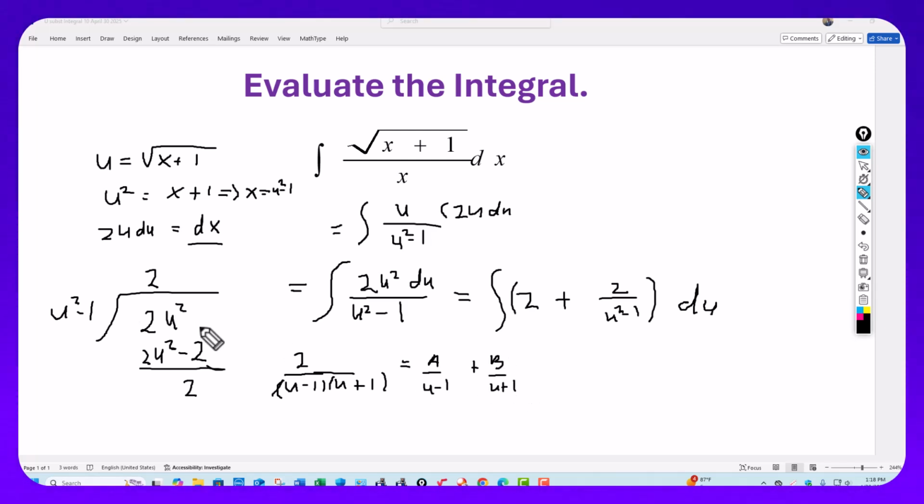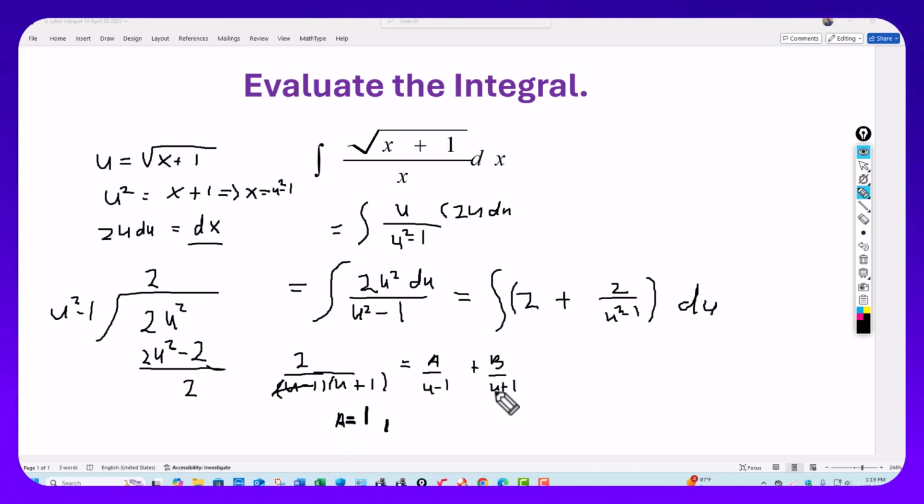You can set up a system of equations here, or you can use the cover-up method. So we want to find A. We look at the denominator: what makes it 0? So we cover up the u minus 1 and plug in 1 in the rest. That gives 2 over 1 plus 1, which is 2 over 2, so A is equal to 1.